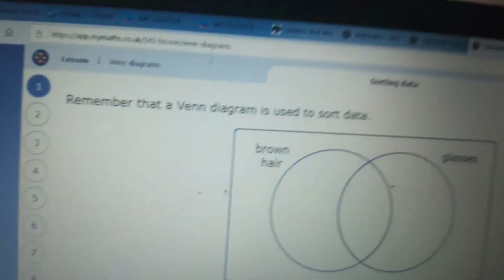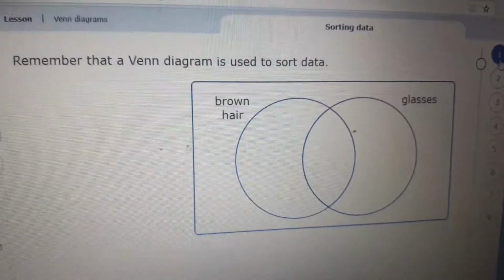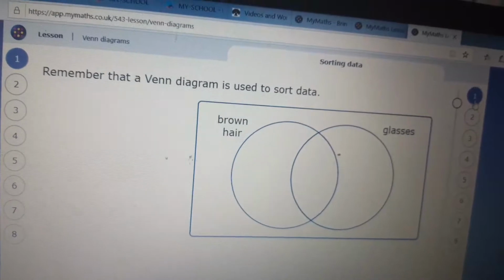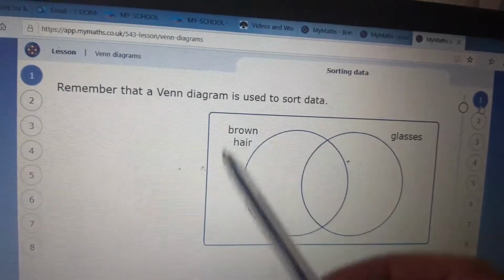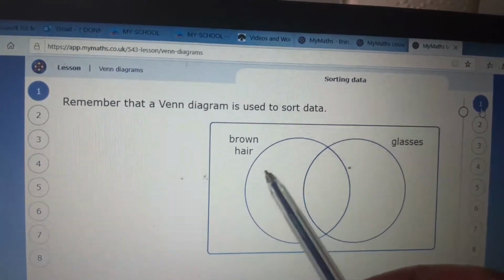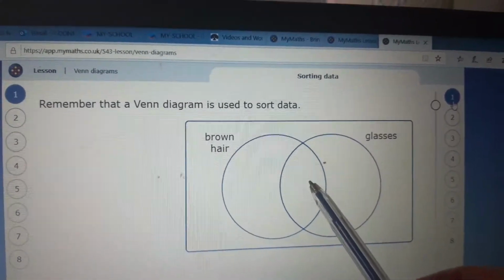So a Venn diagram typically looks like this. It's a rectangle, and inside the rectangle you will have at least two circles, and there's an overlap in the circles. So this time we're talking about people with brown hair. So anybody with brown hair is out here. It could also be in here.